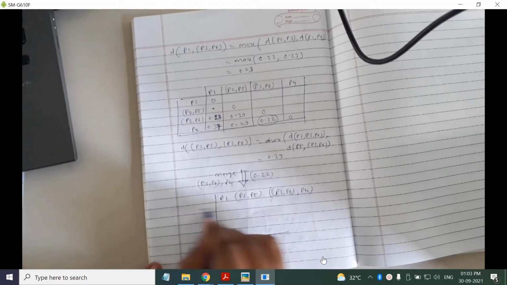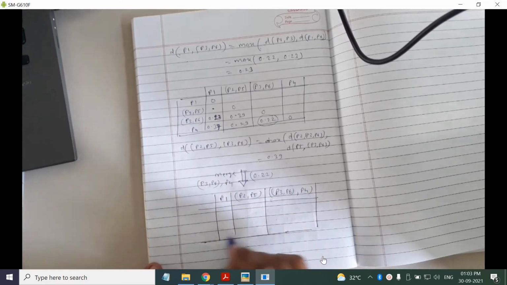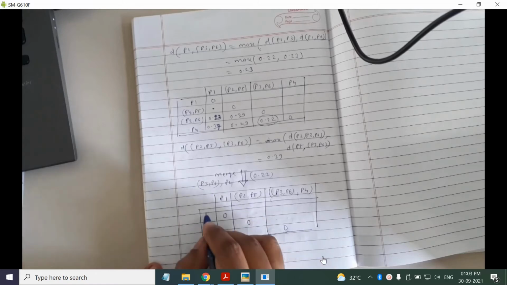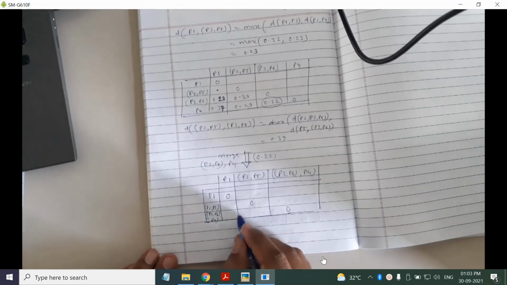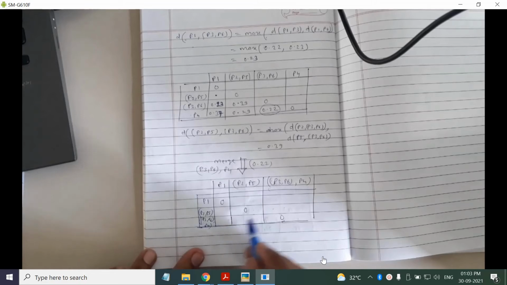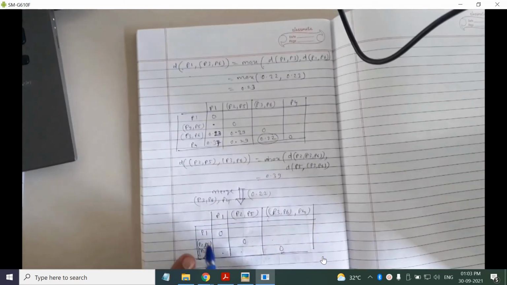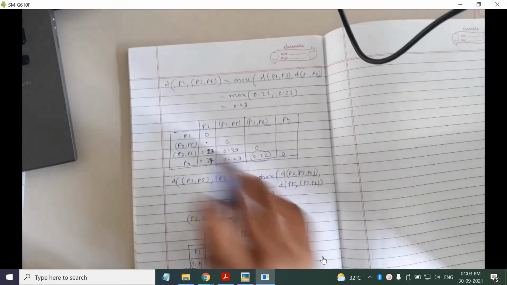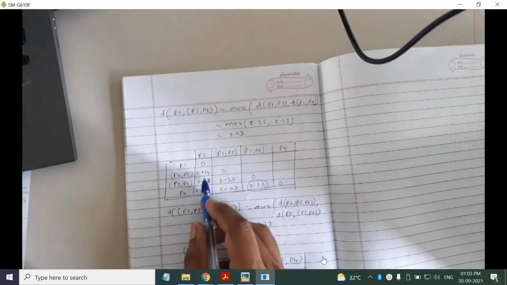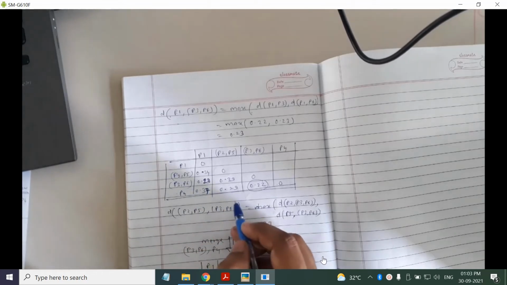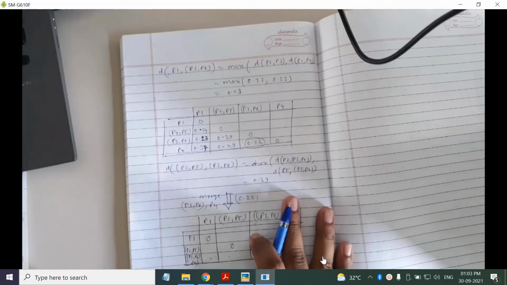Diagonal elements will be 0, then P1 P2 P5, and the last one is P3 P6 P4. Now here also this is added, so you have to update this too. This one remains the same. P1 का distance ये मैंने find out नहीं किया. This is 0.34, 0.34, 23, 37, 39, 29. Okay, fine.